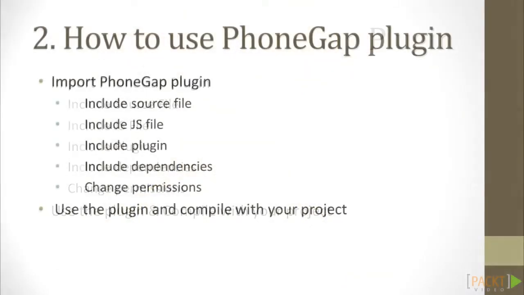Therefore, we need the following steps to import a Phonegap plugin. Include the native source file to the compile path, include the JS file to the www folder, include the plugin to the Phonegap configuration file. Include the dependencies to the project, then change the app configuration by adding or removing permissions. After following these steps, we can use the plugin in our app and build the project.